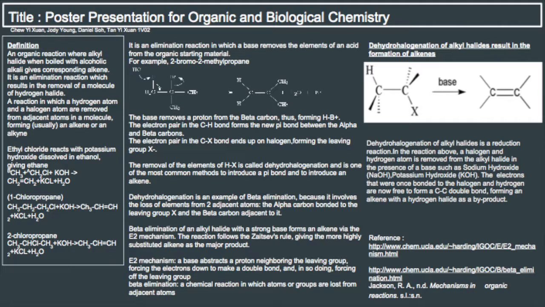this case bromine. So the removal of the elements of HX is called dehydrohalogenation because a hydrogen is removed and a halogen is removed as well, and it is one of the most common methods to introduce a pi bond and to introduce an alkene.